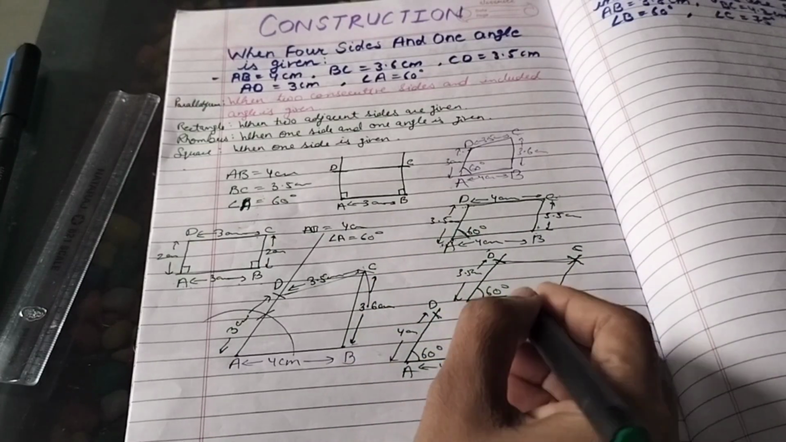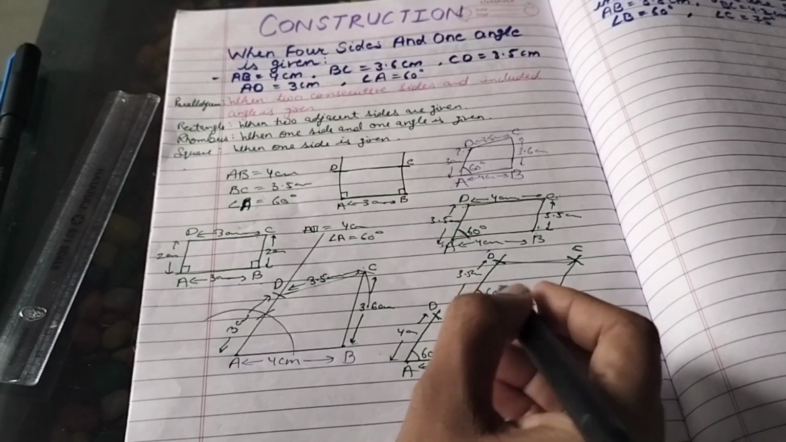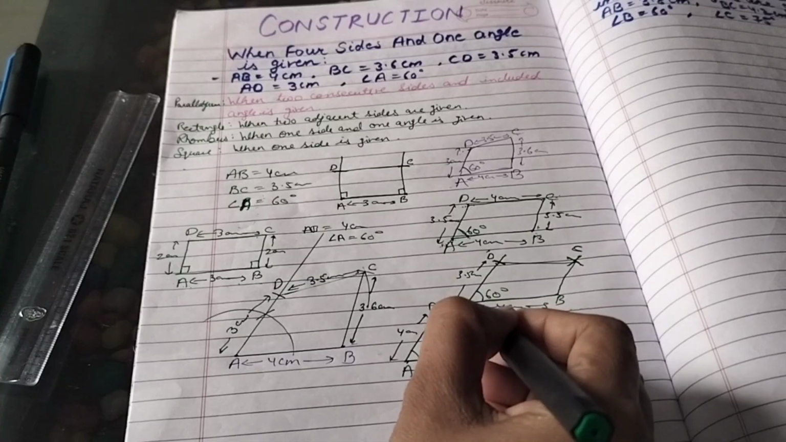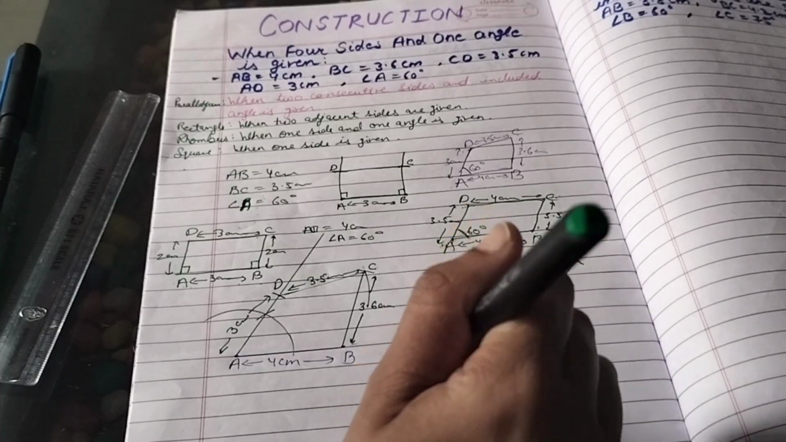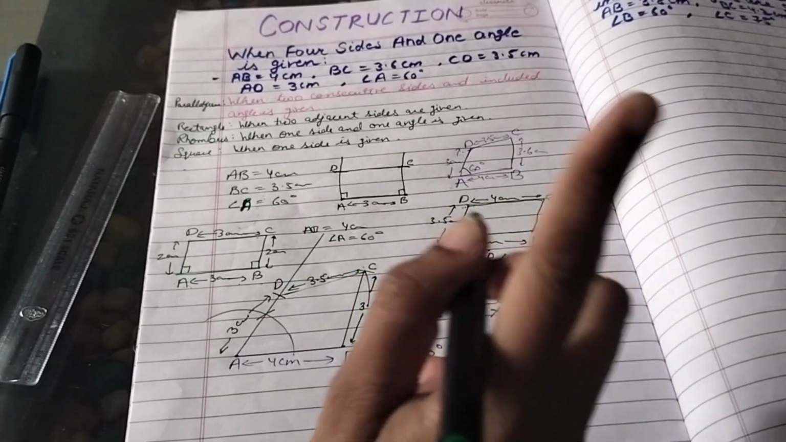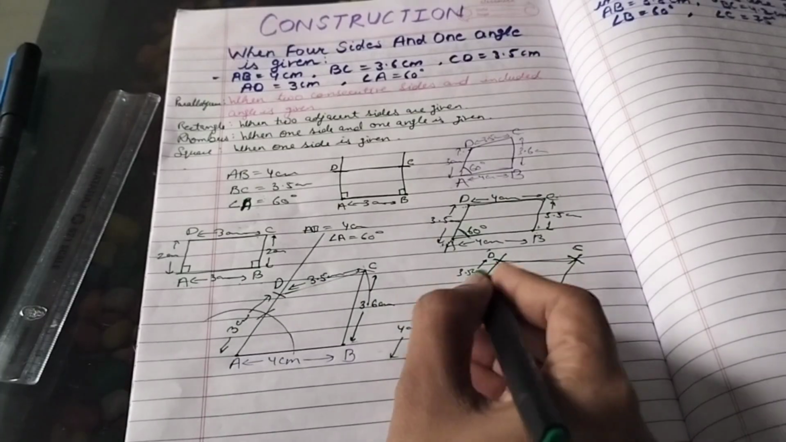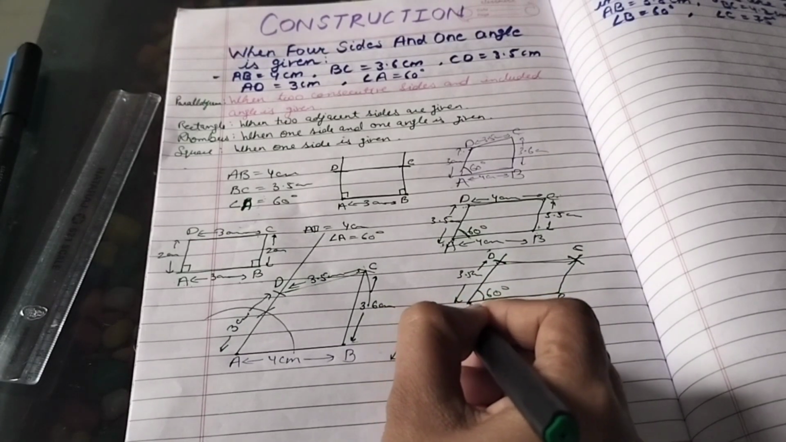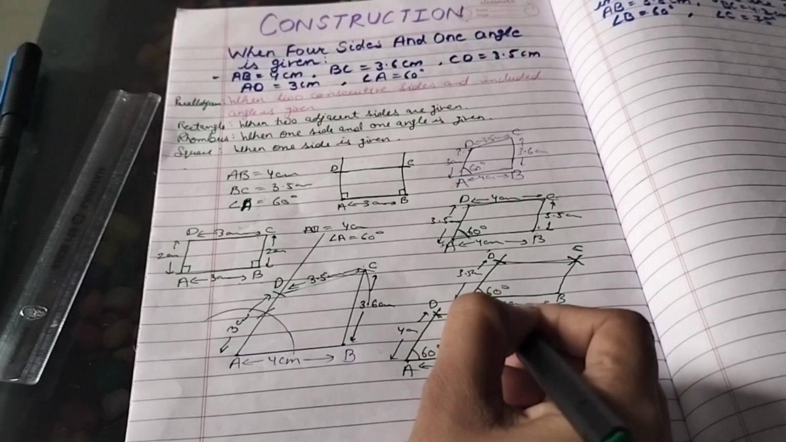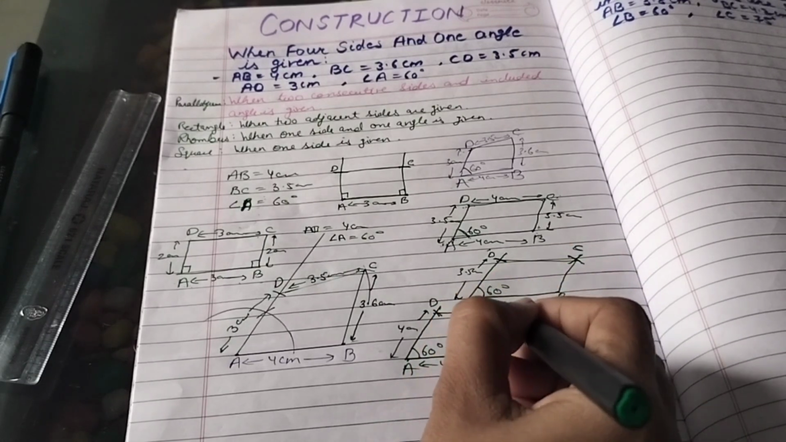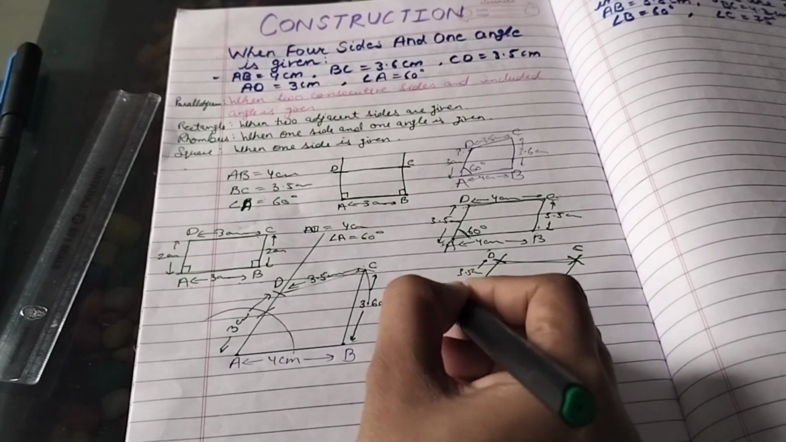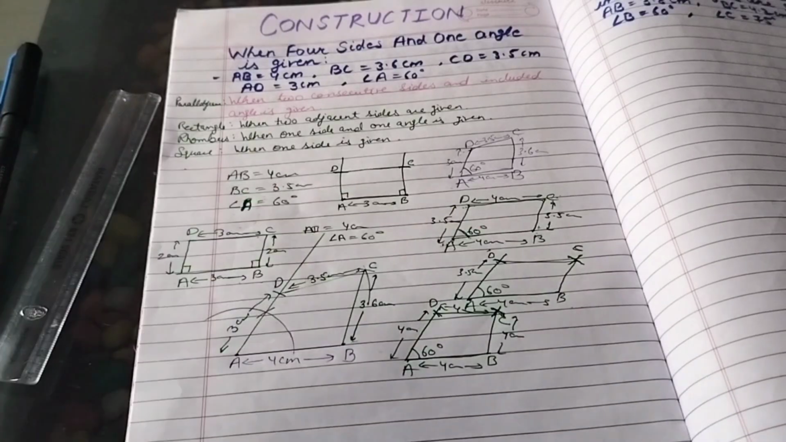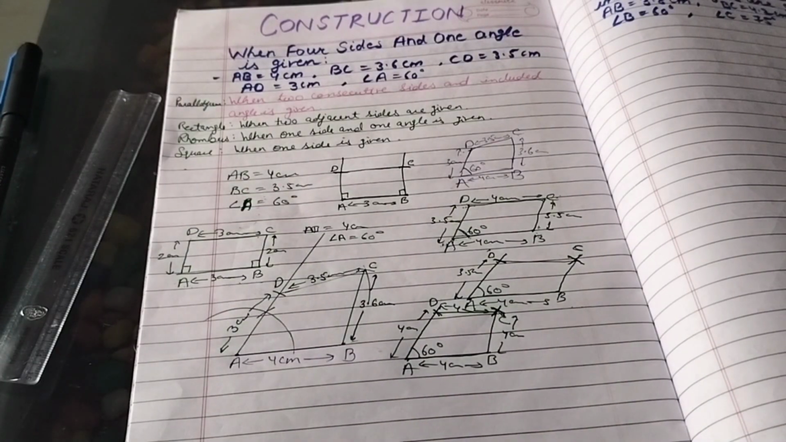Now from B also we will make an arc of 4 centimeters. From D also we will make an arc of 4 centimeters, because all the 4 sides are of equal measurement in the case of a rhombus. The point where these two arcs intersect will be your point C. All these 4 sides will be 4 centimeters, because in the rhombus all the 4 sides are of equal measurement.